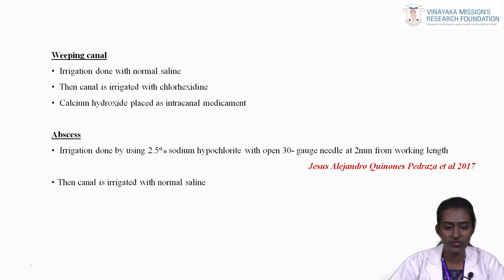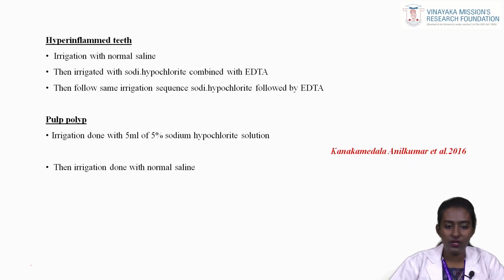In case of an abscess, irrigation can be done using 2.5% sodium hypochlorite with an open 30 gauge needle at 2 mm short of the working length. Then the canal will be irrigated with normal saline. In case of a pulp polyp, the irrigation will be done with 5 ml of 5% sodium hypochlorite solution, followed by normal saline. In case of a hyperinflamed pulp, the irrigation will be done using normal saline, then sodium hypochlorite along with EDTA.